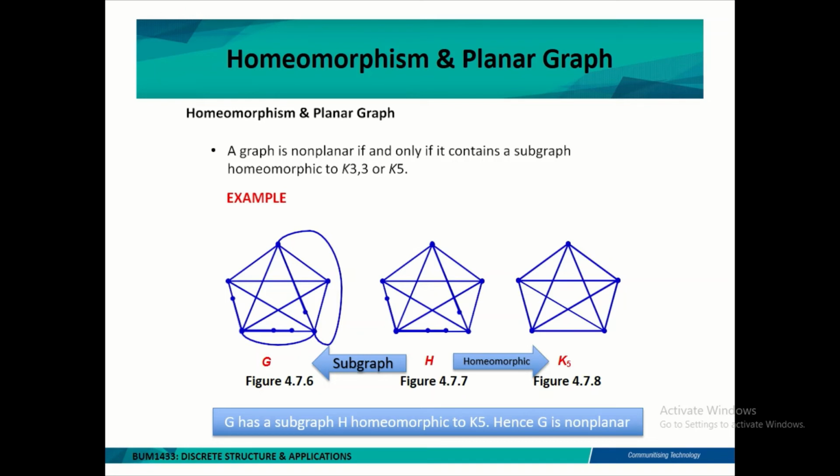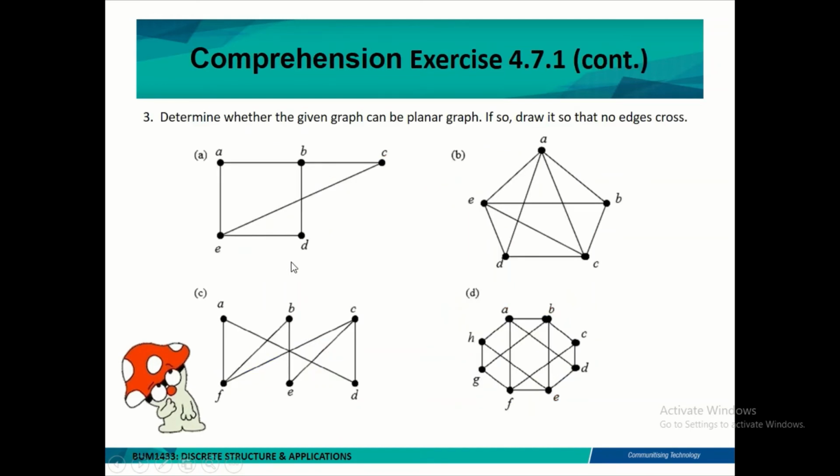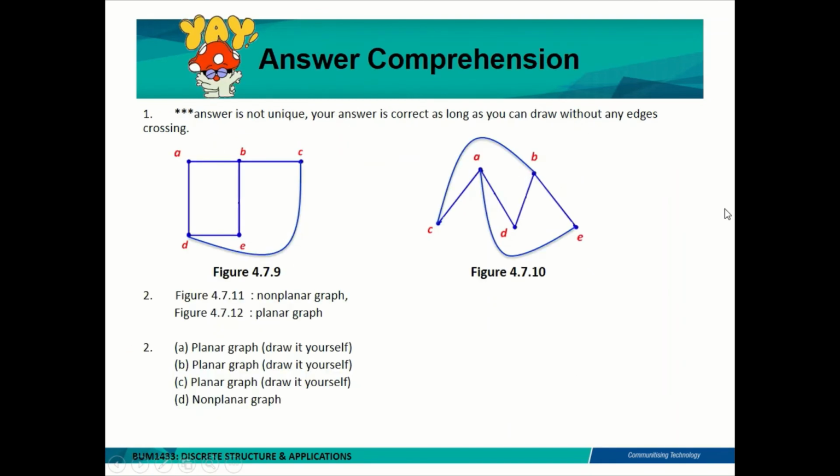You just see the shape of the K5 or K33. If the given graph has the shape of the K33 or the K5, then the given graph is the non-planar graph. Okay. This is the comprehension for you to test your understanding. So I hope you do all the comprehension exercises. And I give you the answer for the comprehension for you to check.